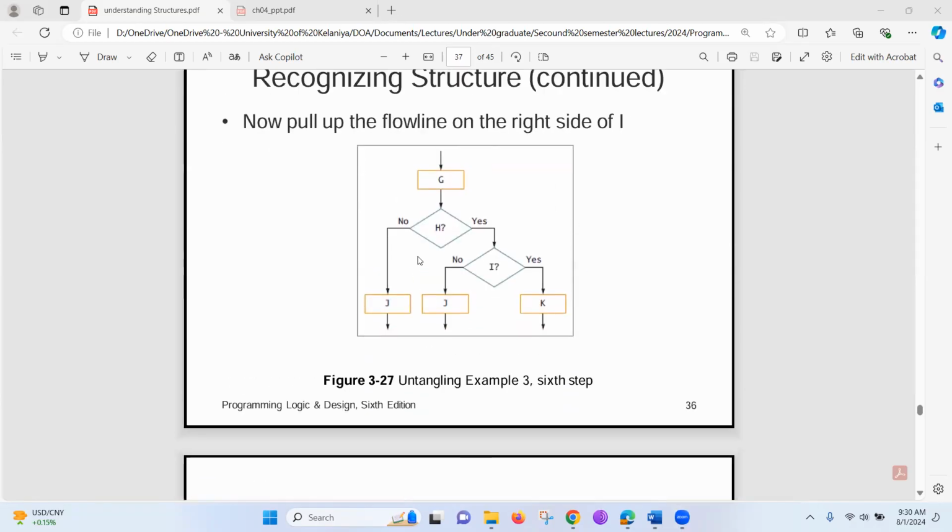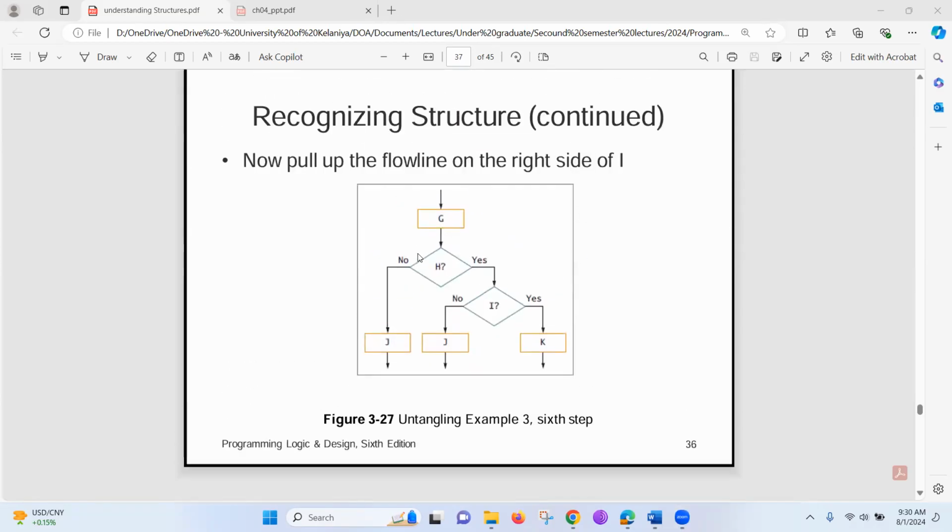Yes, this is the final output. You need to recognize the structure.